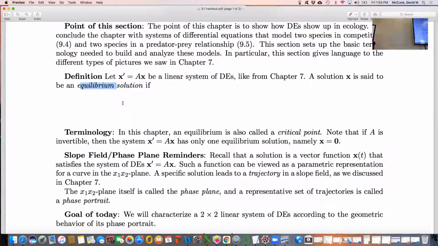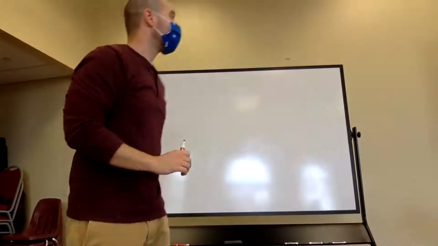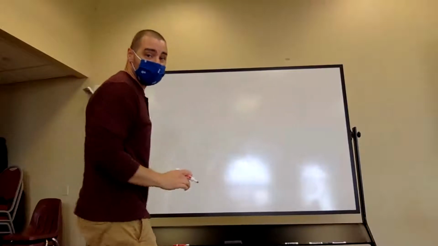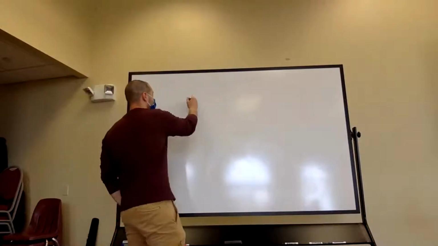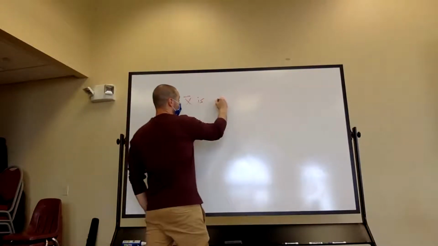Okay, so now an equilibrium solution is just a constant vector x, if you want to fill this in. A solution x is said to be an equilibrium if x is constant.